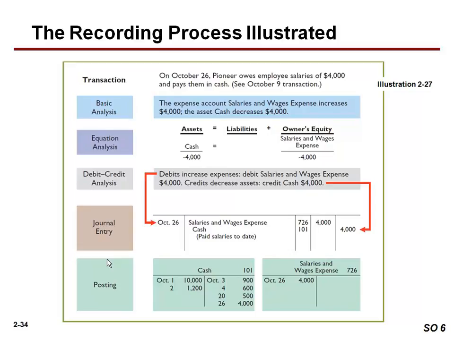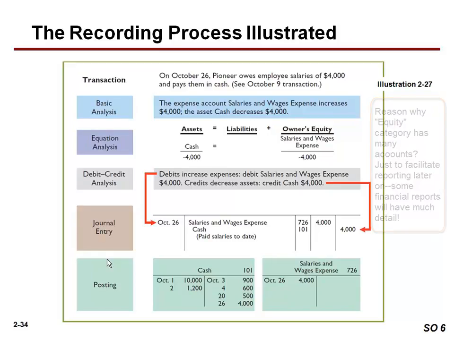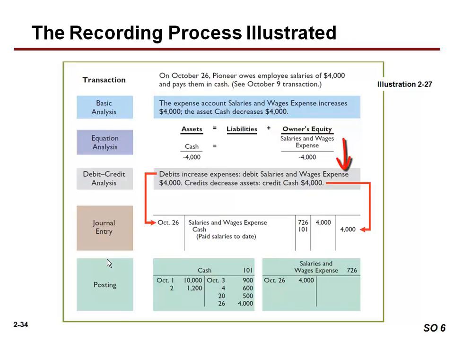This transaction, the company is paying salary expense, reducing cash by $4,000 and reducing owner's equity by $4,000 by use of an expense account, salary and wages expense. I'm going to debit salary and wages expense for $4,000, increasing the expense account, which has the effect of reducing owner's equity, and crediting cash, which has the effect of reducing the cash account under the asset category.